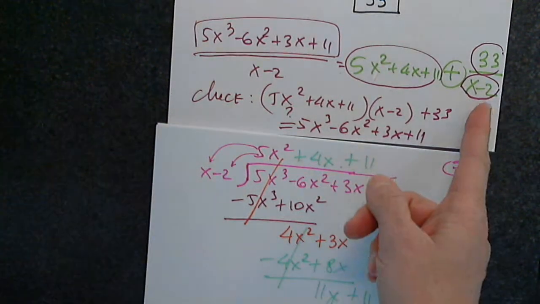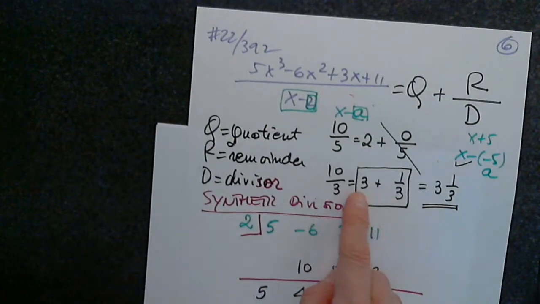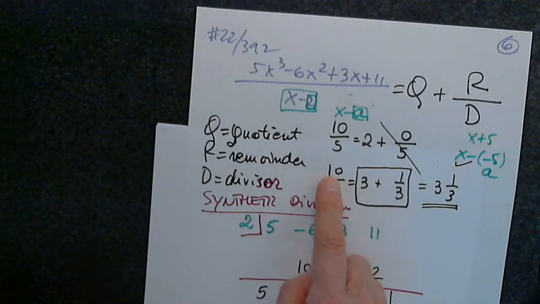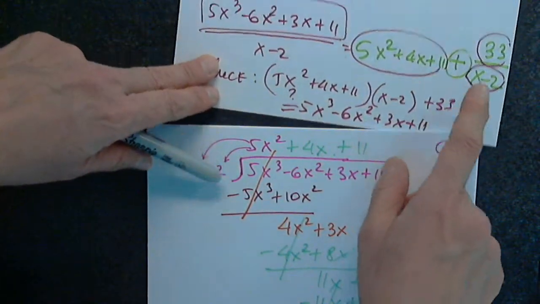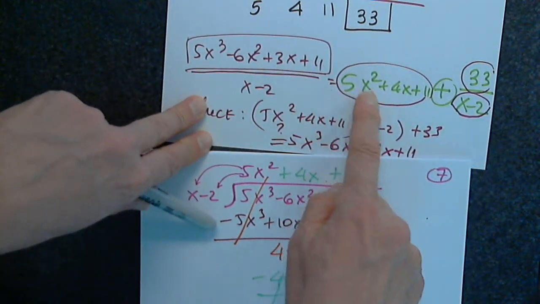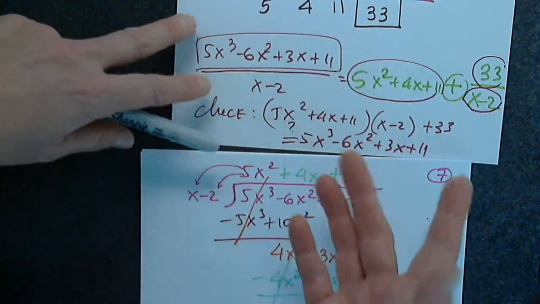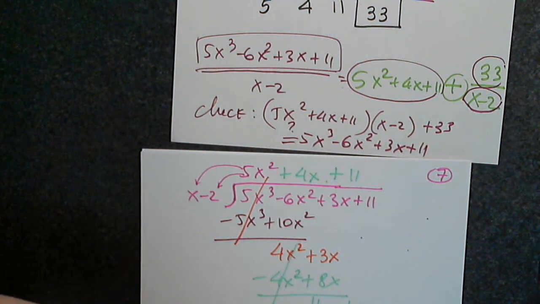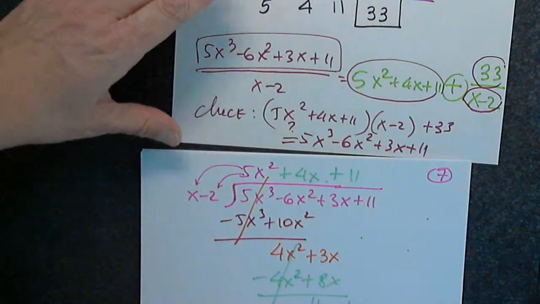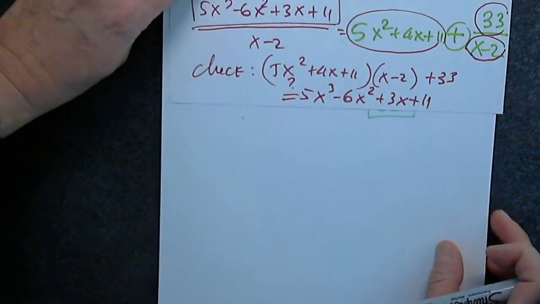Let's check. This times this plus this. How do I do this here? 3 times 3 plus 1 must equal 10. So if this x minus 2 times this polynomial plus 33 will equal the top, then we're in business. If it doesn't, then it's wrong. So I'm going to do it right now and continue here with the check.